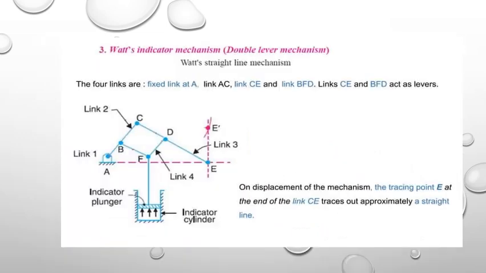Next, the Watt indicator mechanism, otherwise the double lever mechanism. There are four links A, B, C, D, E, F, G, and on displacement of the mechanism, the tracing point E at the end of link C traces approximately a straight line. Link 1, link 2, link 3, link 4 are there, connected with link 4, and the plunger is placed inside the cylinder and moves. That is shown as the double lever mechanism.